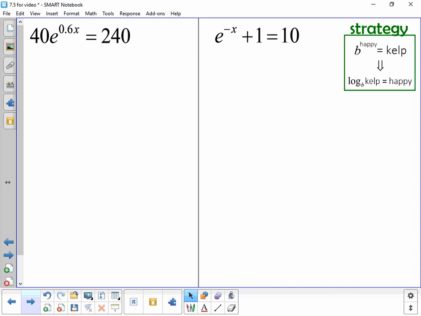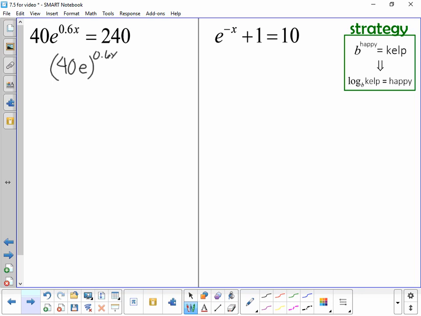Okay, now a couple that are base e. This first one, I want to talk about what this is really saying. As it's written here, sometimes people get confused and they think that it means this. They think that 40 is part of the base, but it does not mean that. It's more like, if we wanted to write it a little bit clearer, we would write 40 times e to the 0.6x power equals 240. So that 40 is like a separate coefficient. It's 40 times the exponential.